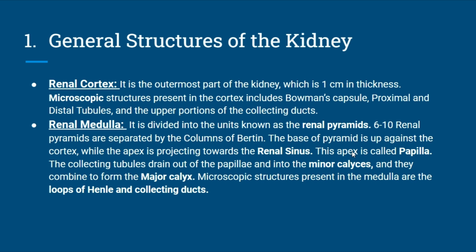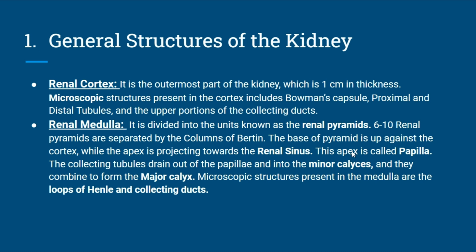So let's start with the general structure of the kidney. The very first portion is the renal cortex. It is the outermost part of the kidney, which is usually 1 centimeter in thickness. And the microscopic structures that are present in the cortex include the Bowman's capsule, the proximal and distal tubules, and the upper portions of the collecting ducts.